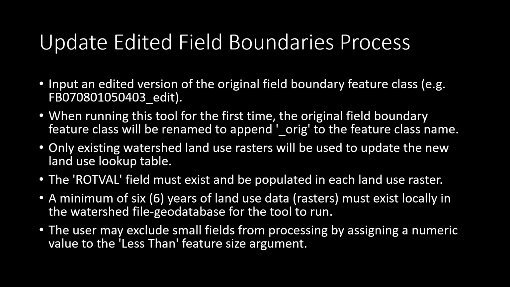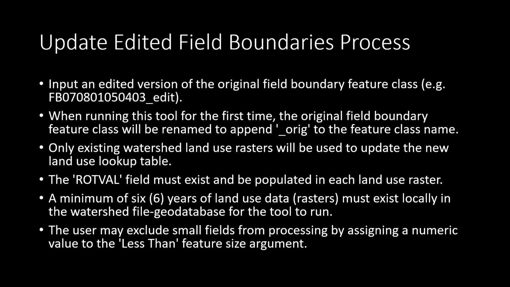Only existing watershed land use rasters will be used to update the new land use lookup table. The land use rasters must be named as WSCDL and the year. The rot val field must exist and be populated in each land use raster. The appropriate values for rot val can be found in the ACPF land use lookup table, which is located in the base directory of the ACPF Toolbox download folder. A minimum of 6 years of land use data must exist locally for the tool to run.